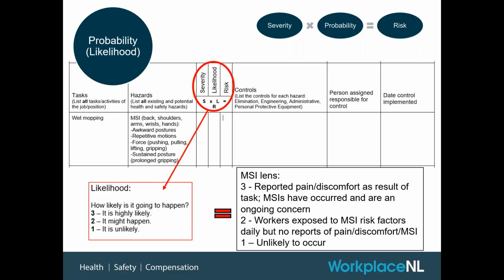A 3 would be that, yes, things have been reported. So there's been pain or discomfort reported as a result of this task, or you do have MSI claims as a result of this task, and maybe MSIs are an ongoing concern for this particular task. Then you would rank that higher as a 3.